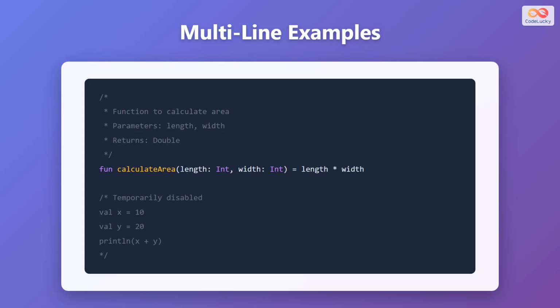Here are some real-world examples of multi-line comments. Notice how they're used to document a function with details about its parameters and return type. You can also use multi-line comments to temporarily disable large blocks of code during testing or debugging. This is much more efficient than commenting out each line individually.